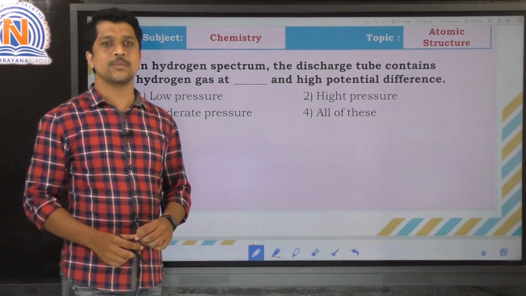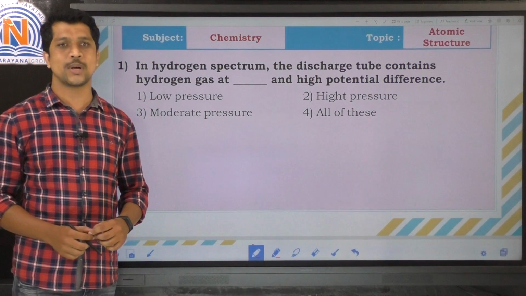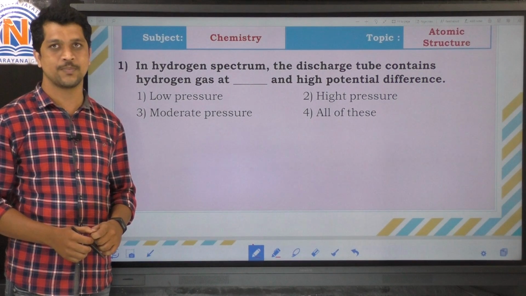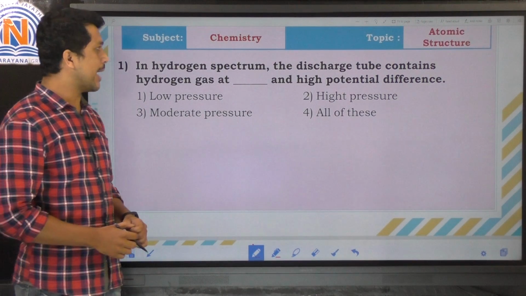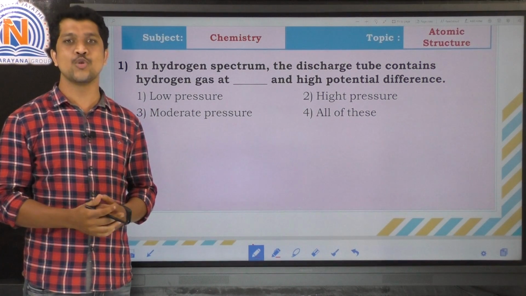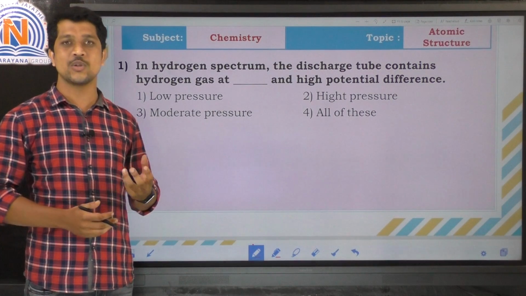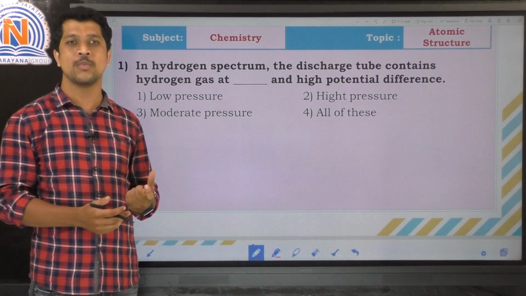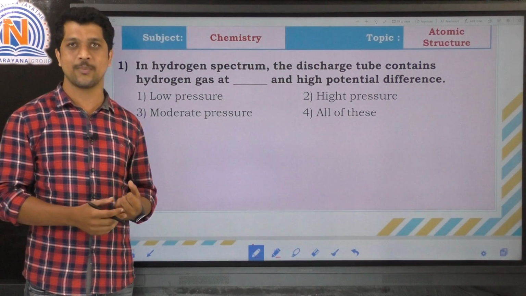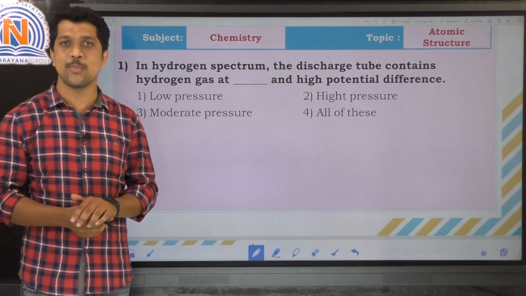Here the first question: in hydrogen spectrum, the discharge tube contains hydrogen gas at dash and high potential difference, right? While explaining the experiment of hydrogen spectrum, we use a discharge tube. Whenever the hydrogen gas is present in the discharge tube, the pressure should be low and the potential should be high, right? There are two conditions, one is low pressure and another one is high potential.